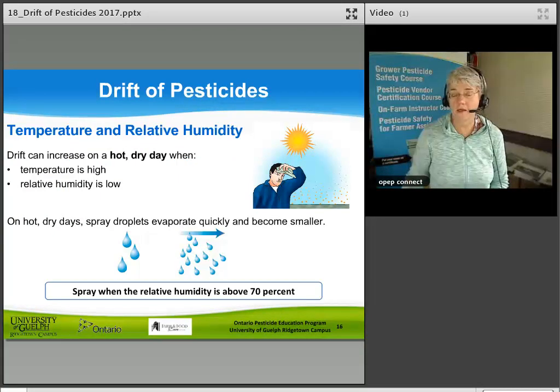Temperature and relative humidity. Drift can increase on a hot, dry day. When temperature is high and relative humidity is low, you have a very hot, dry day. On hot, dry days, spray droplets will evaporate quickly and they become smaller. So that's the danger if it's a really hot, drying day.